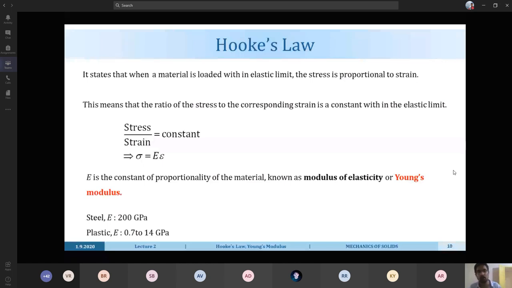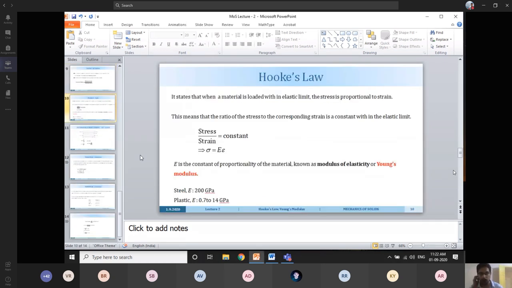I will also try to explain what is a thermal stress, and also some problems on compound bars where there are different bars. Now we have considered only one bar. Suppose we have two bars joined together, like welded together, with different cross sections, how do you evaluate the deformation? Okay. Anyone have any doubts?